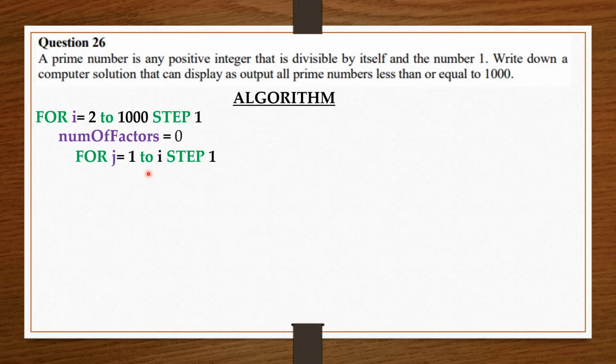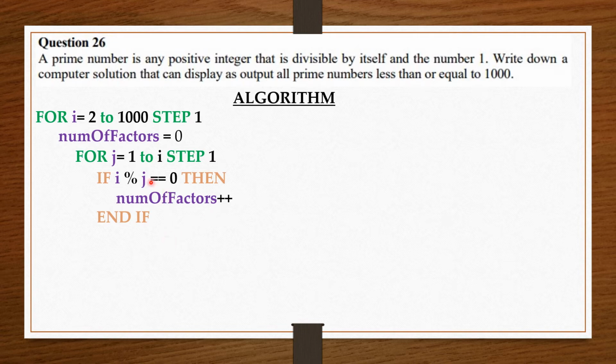So if I take 2 for instance, for j equals 1 to I, you're going to run j from 1 to 2. So you see, if I modulus j equals 0, the number of factors plus plus. Meaning, if I take the I value, which is 2, modulus j, which is 1, and I get no remainder, or I get a remainder of 0, then it means that it is a factor of it. So you should increase the number of factors of that I by 1. Then we increase j again.